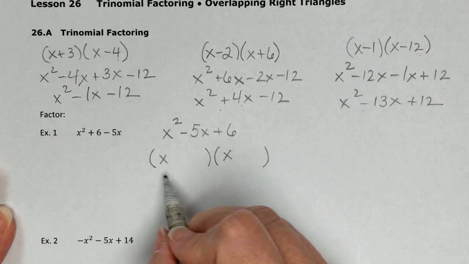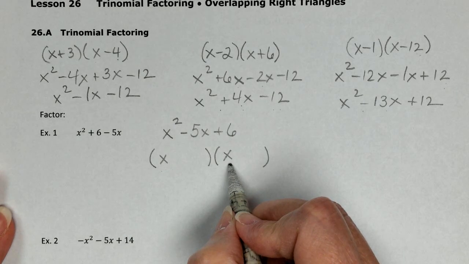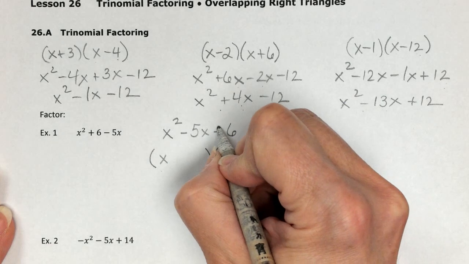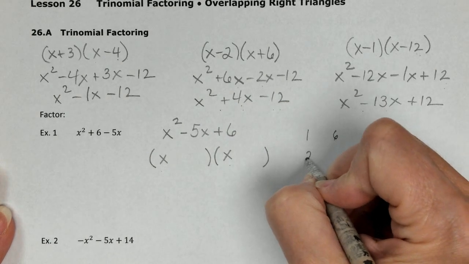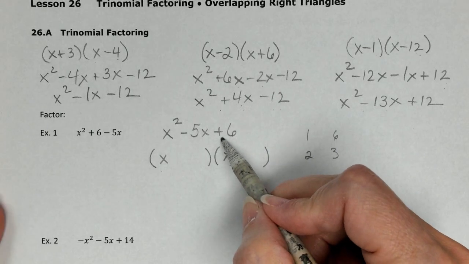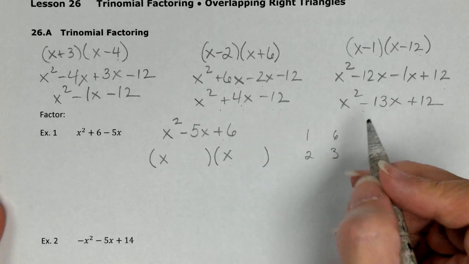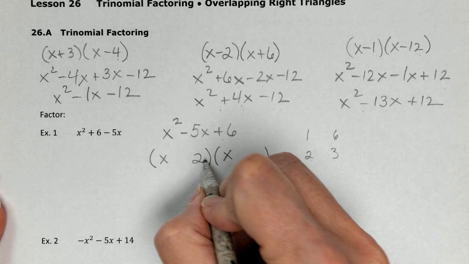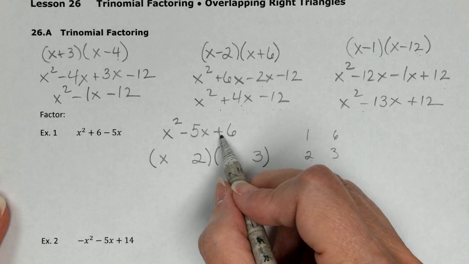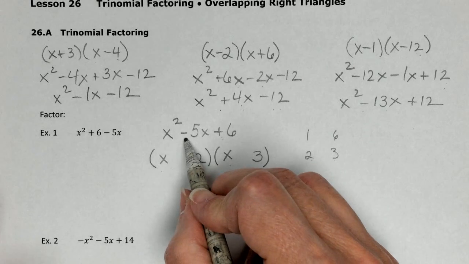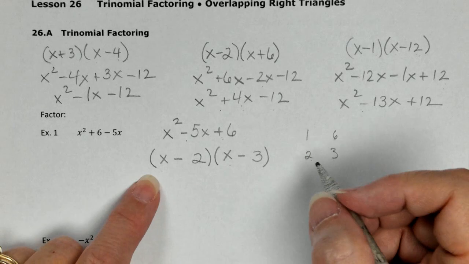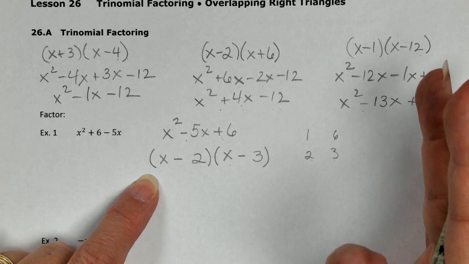We know we need x times x to get the x squared, and now we need factors of 6. 1 and 6, or 2 and 3, that we add because they're going to be the same sign, so we'll be adding them to get 5. So 2 and 3. And they're going to be the same sign, but the sign has to match the middle term, so they're both minus. And I'm going to go ahead and FOIL this to make sure I have it right.